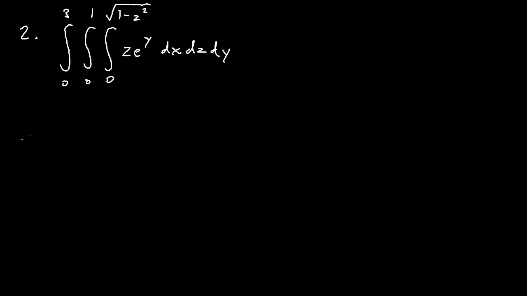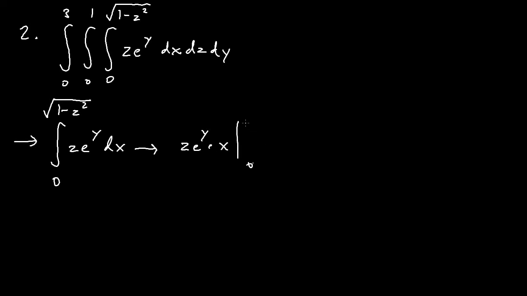So let's go ahead and evaluate this. I'll write the inside integral first, from 0 to the square root of 1 minus z squared of z times e to the y, and we're going to integrate with respect to x. Since z times e to the y is just a constant, the integral is going to be z times e to the y times x.